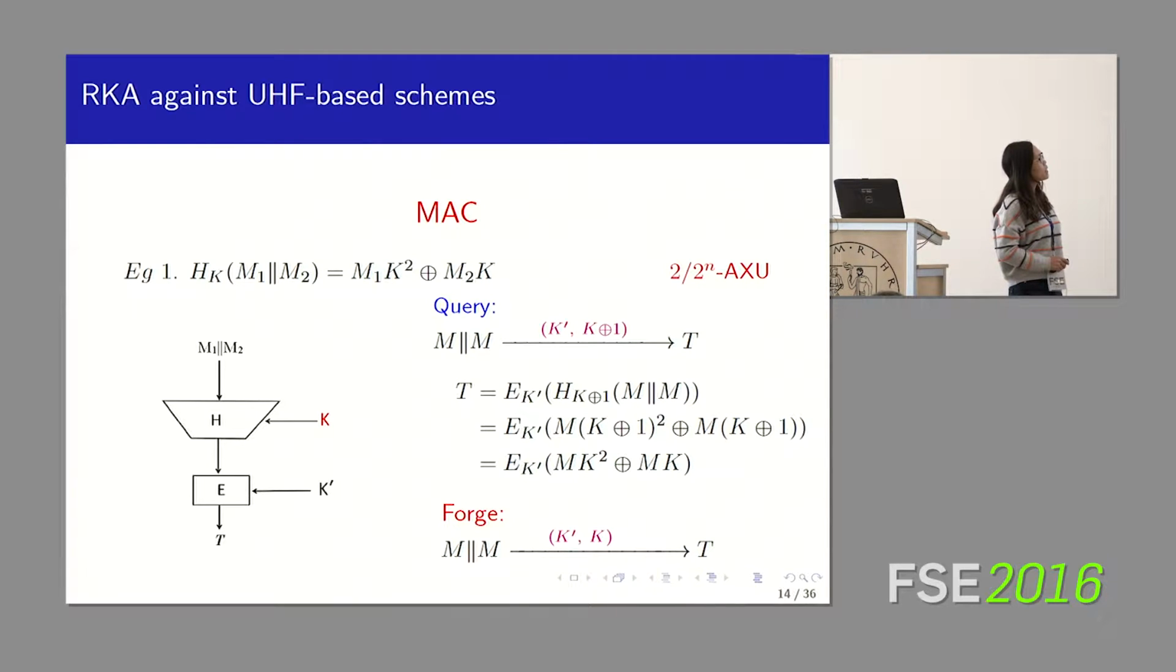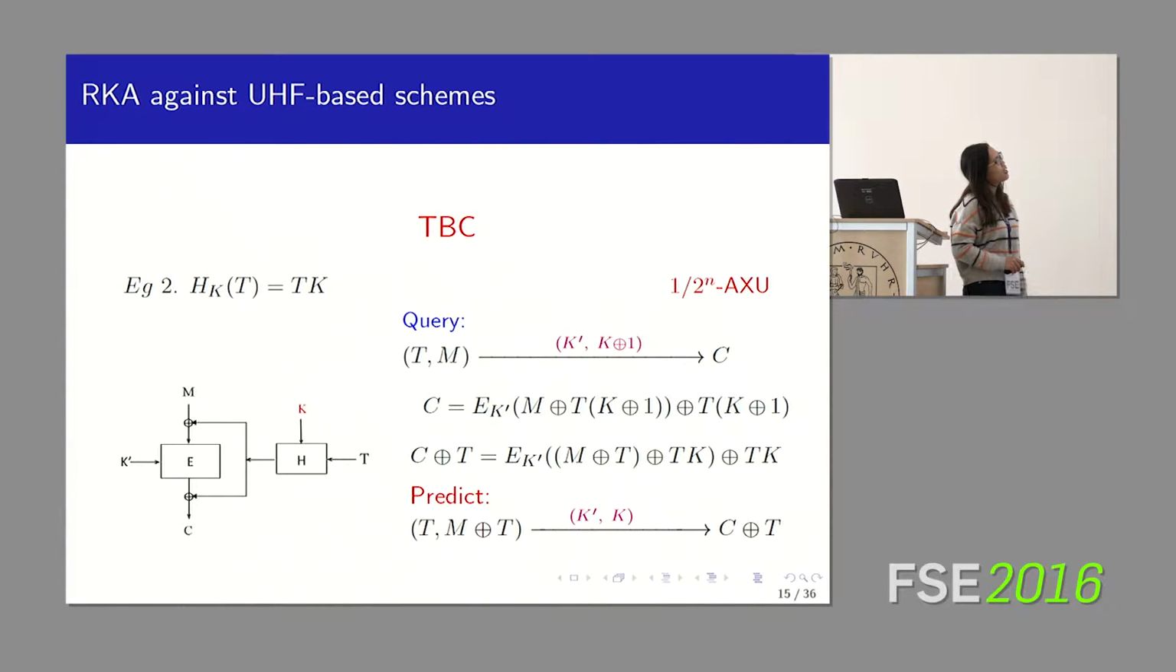Firstly is the example attack against a MAC. This scheme is secure in the invariable key setting. But in the related-key setting, we first query this message under this modified key, and then we get the tag T. Since this equality holds, we can predict that the tag of this message is also T under this original key. So this scheme is not related-key secure in the related-key setting.